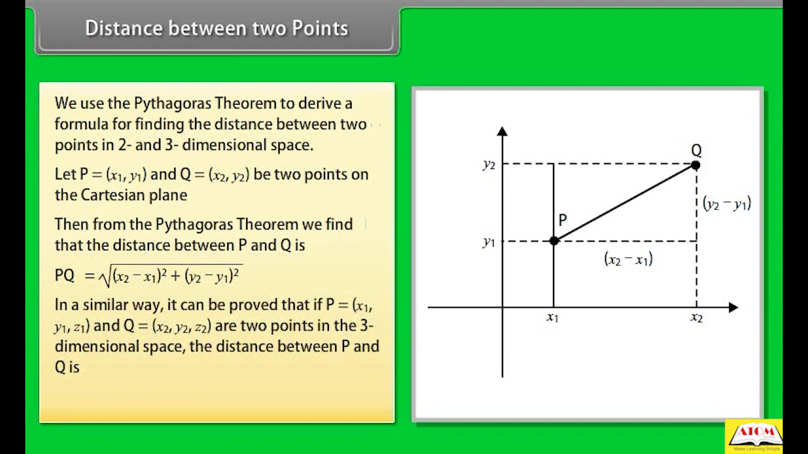In a similar way, it can be proved that if P equal to x1, y1, z1 and Q equal to x2, y2, z2 are 2 points in the 3-dimensional space, the distance between P and Q is PQ equal to square root of x2 minus x1 square plus y2 minus y1 square plus z2 minus z1 square.